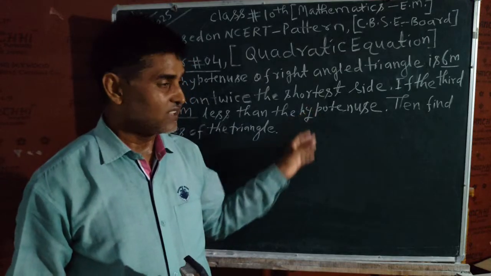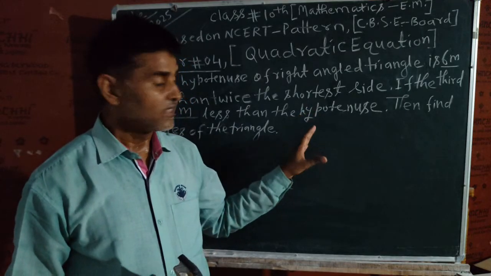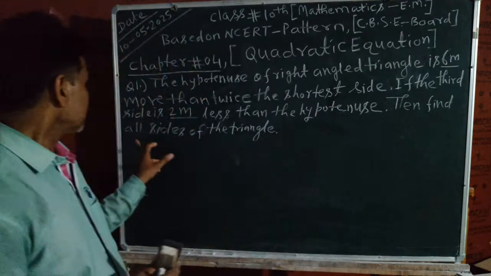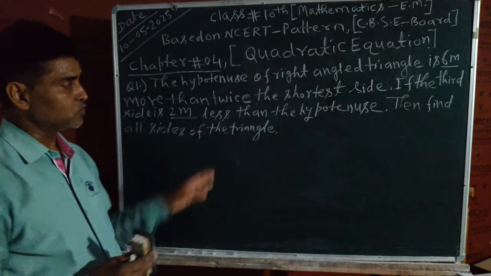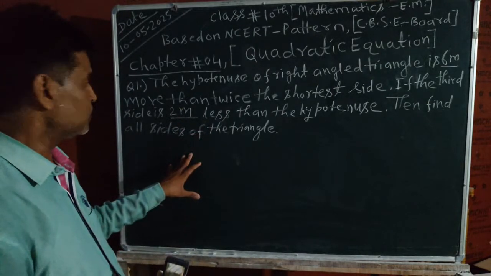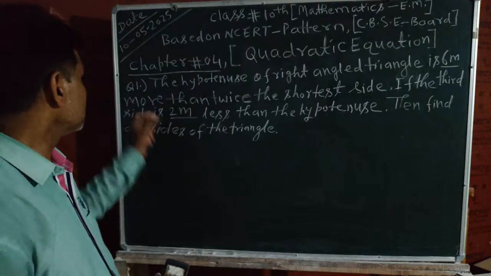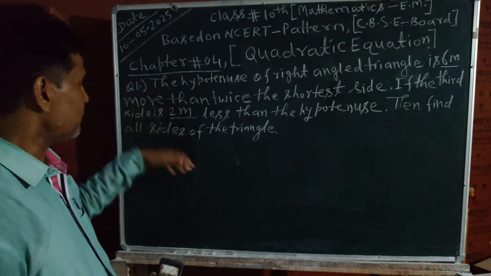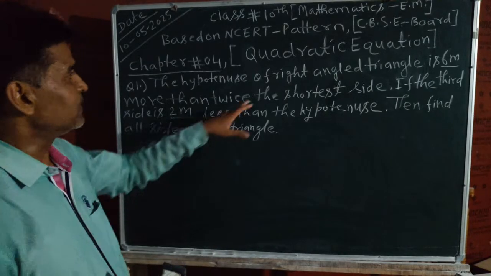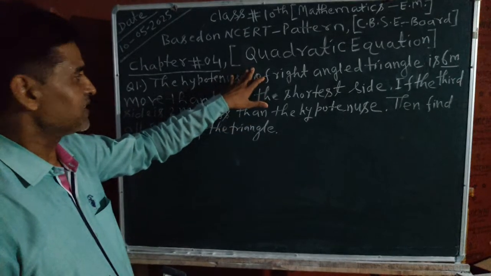So after getting the roots, according to the given information, we will find all the sides of the triangle. First of all, I am going to describe the question which is written on the blackboard. This is question number one, and I am going to explain it here. This is a word problem, and that word problem is based on the application of quadratic equations.